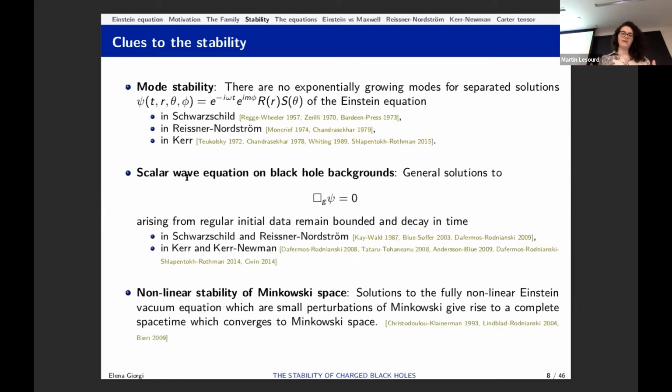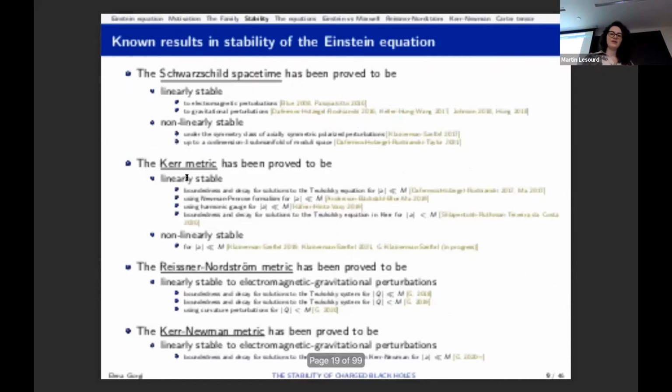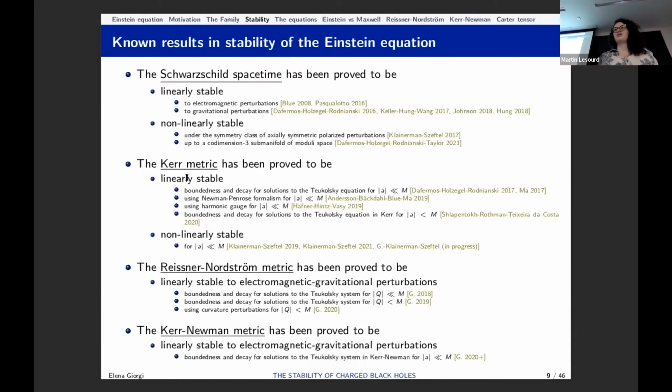Well, the clue to stability, the reason why this conjecture was believed to be true a few years ago, before many other works had been done, is also that the nonlinear part is expected to behave in a good way, which was done in the proof in the 90s of the nonlinear stability of Minkowski space, by Christodoulou-Klainerman. So these were the clues to stability something like 10 years ago, but now there are lots of actual results on the stability of the Einstein equation in black hole backgrounds.